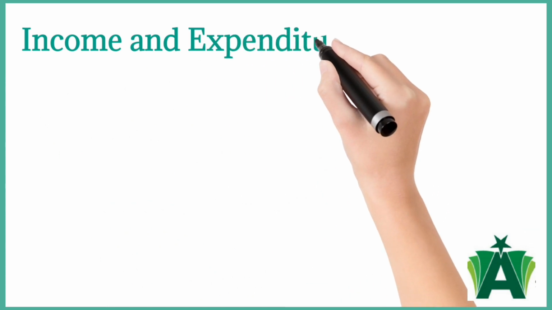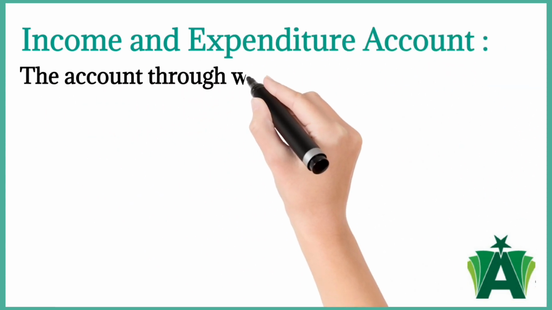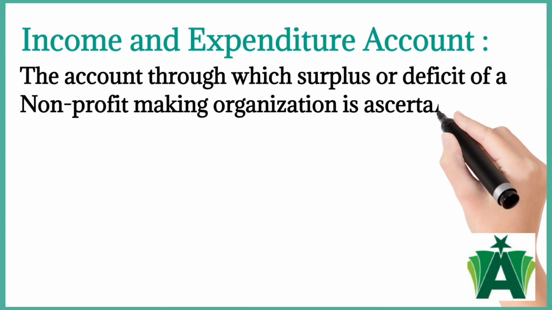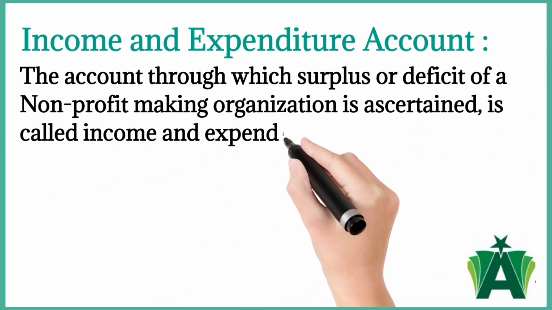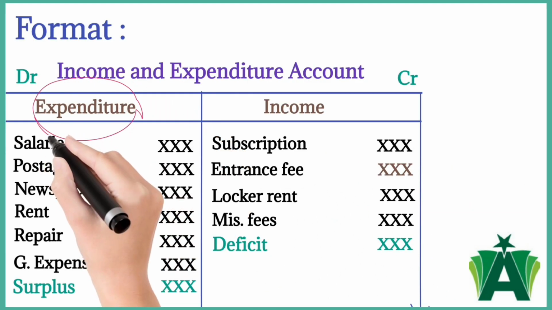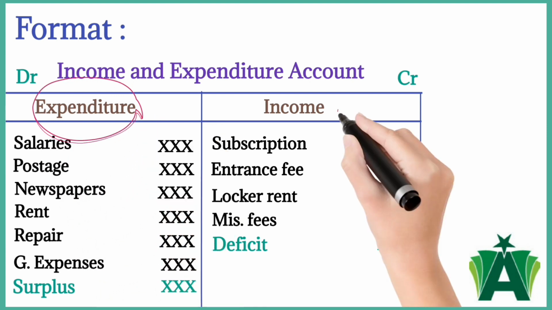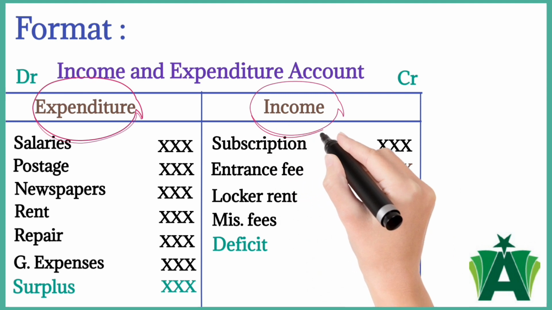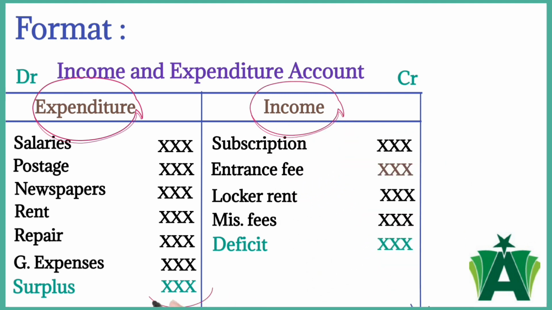Income and expenditure account. The account through which surplus or deficit of a nonprofit-making organization is ascertained is called income and expenditure account. The debit side records all revenue expenditures relating to the current year. The credit side records all incomes relating to the current year. If the credit side is greater than the debit side, the balance indicates surplus. If the debit side is greater than the credit side, it indicates deficit.